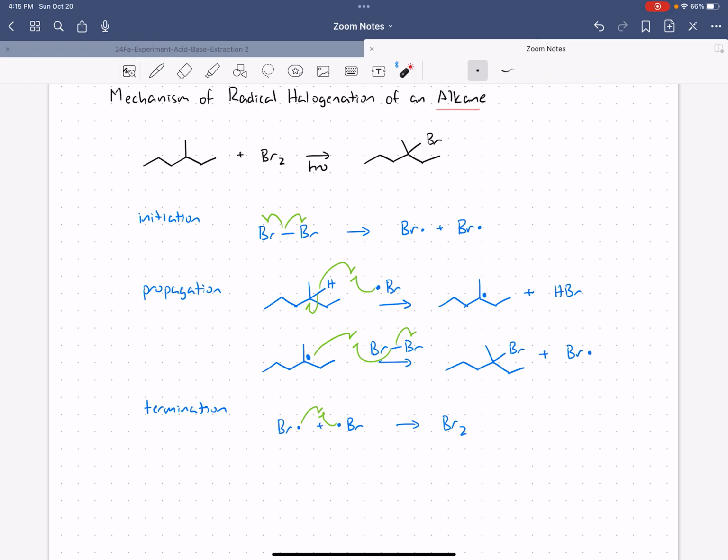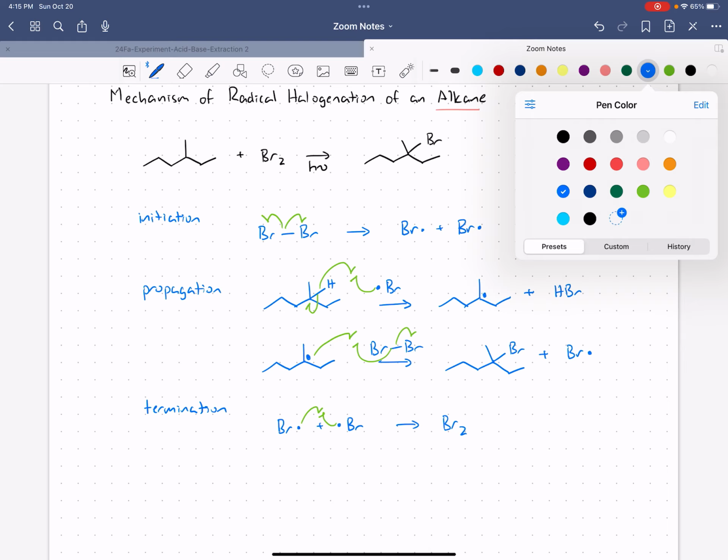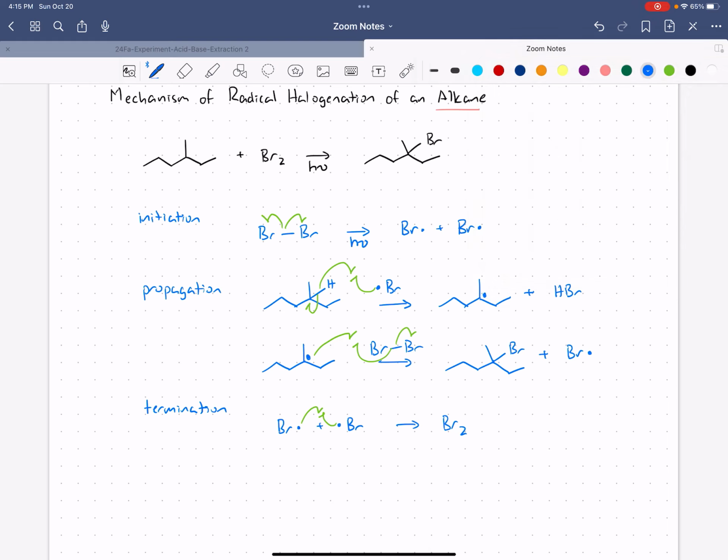In that case, what we could do is we could repulse the Br2 to homolytically cleave it. I should have actually written heat or light. Okay, that is the abbreviation for light.